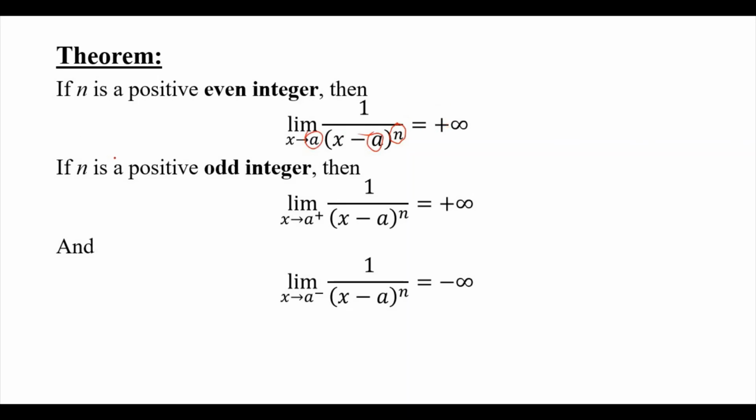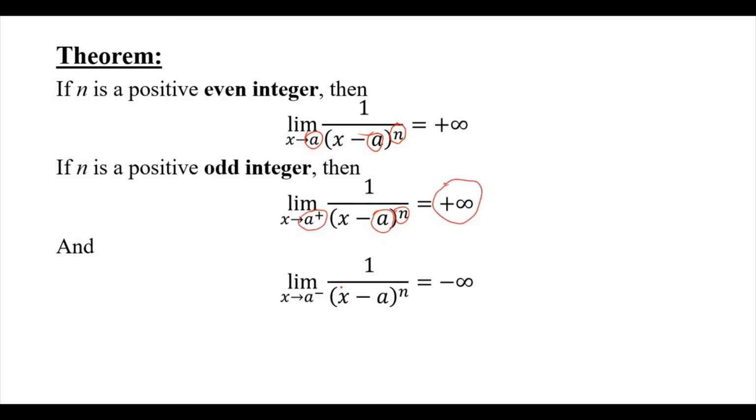What happens if n is a positive odd integer? If n is a positive odd integer, then the limit of 1 over (x minus a) to the n power as x approaches a from above is positive infinity.